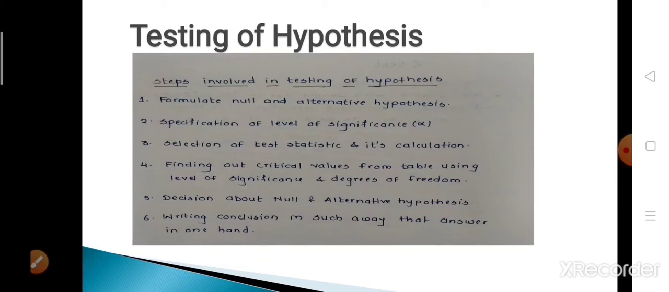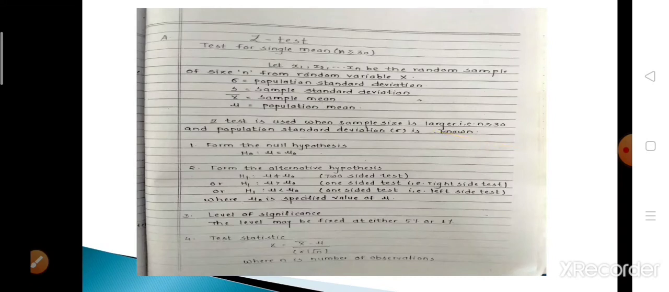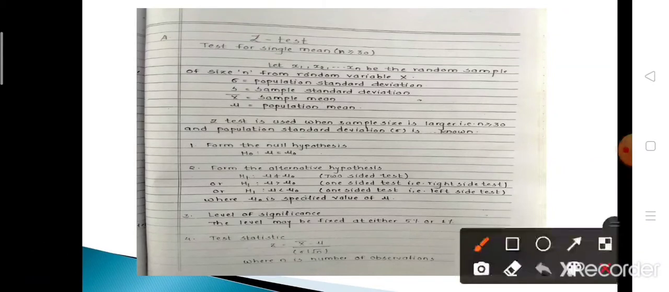So the first test of testing of hypothesis is Z-test. What is meant by Z-test? And when do we use the Z-test? Z-test is used when the sample size is larger than 30, that means small n is greater than or equal to 30, and the population standard deviation, that is sigma, is known. This Z-test is used to test the population mean by using the sample.